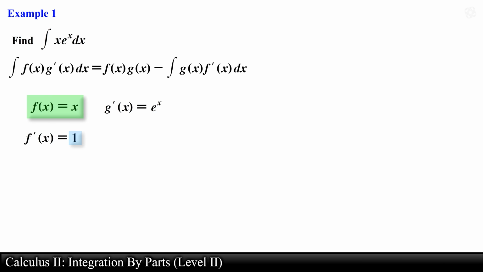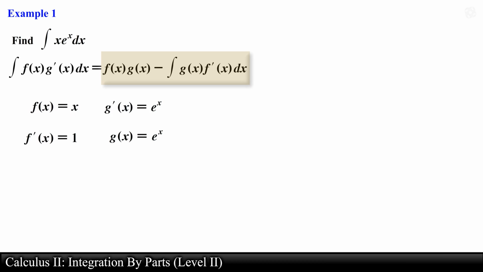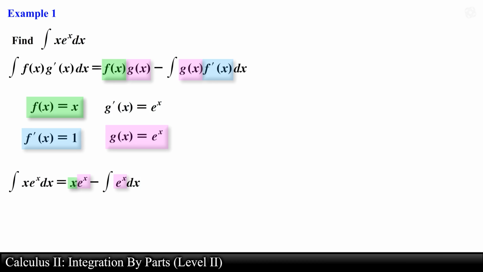Next, we need to integrate g prime of x to obtain our g of x. Integrating e to the x results in the same function, e to the x. Now that we have our four functions, f of x, f prime of x, g of x, and g prime of x, we substitute them into the integration by parts formula, as follows.